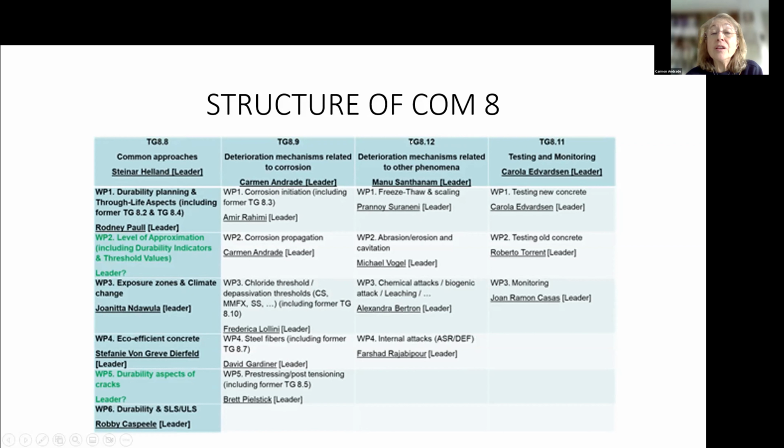Task group 8.12 is chaired by Manu Santhanam, and is mainly on deterioration mechanisms related to other than corrosion, and we have freeze and thaw, abrasion, chemical attack, and internal attack. And a final one is chaired by Carola Edvardsen on testing and monitoring. That one, working party 2, is chaired by Roberto Torrent, also one of our speakers today, and by Joan Ramon Casas, one on monitoring.